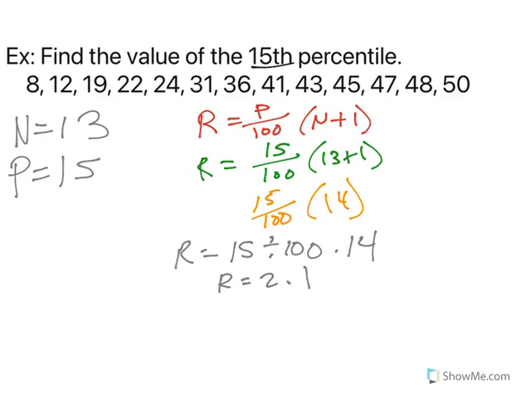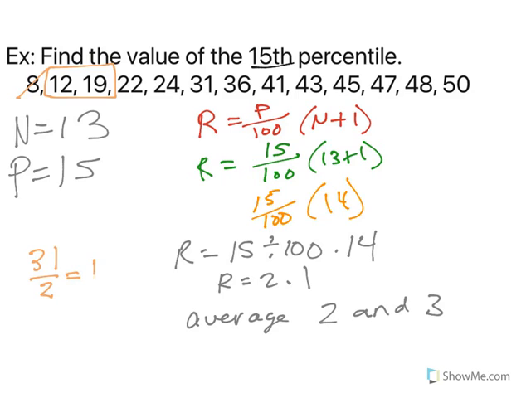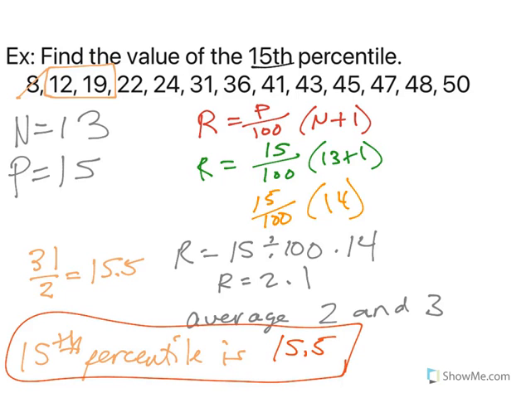So that means we are looking for the average of positions 2 and 3. All right, well, let's find those. 2 and 3, so it's not 1, it's 2 and 3. So the average of 12 and 19, so I get 31 divided by 2 is 15.5. So the 15th percentile is 15.5. Oops, I messed up my decimal there. 15.5. So that means 15% of my data is less than or at 15.5.